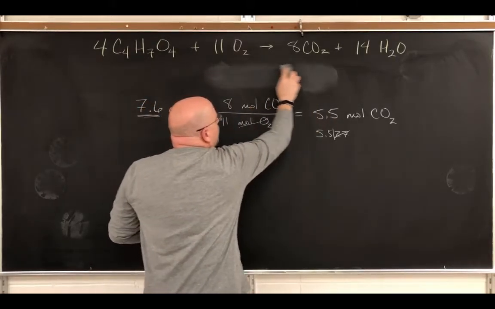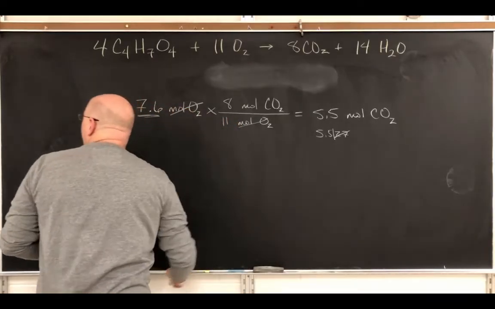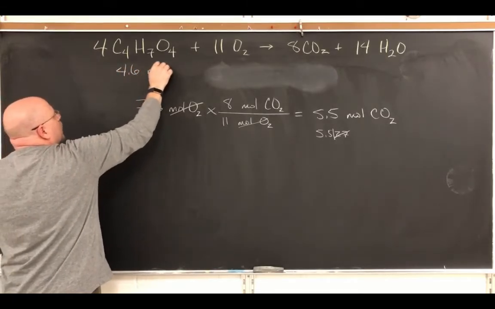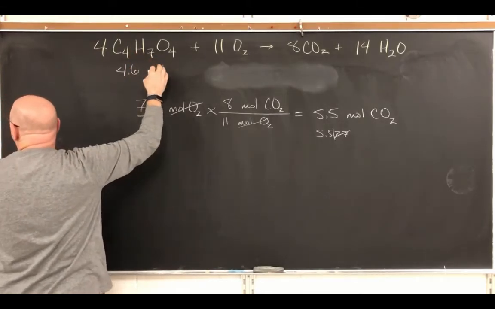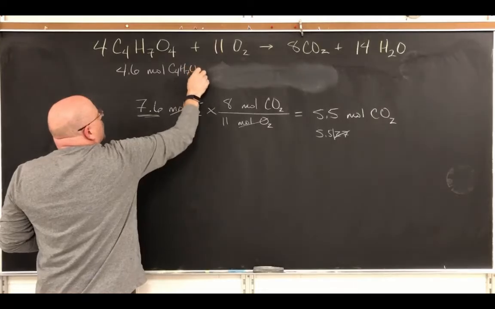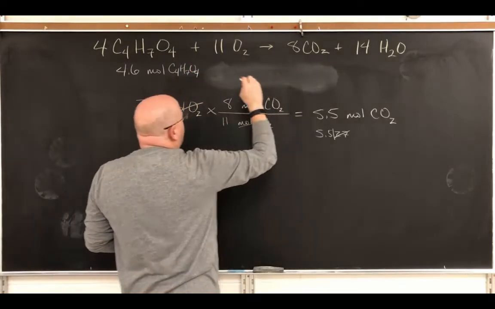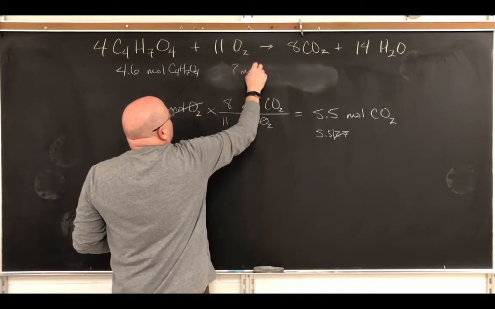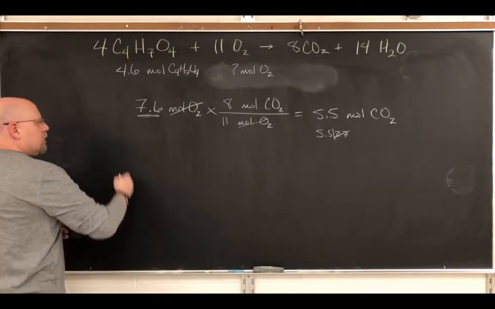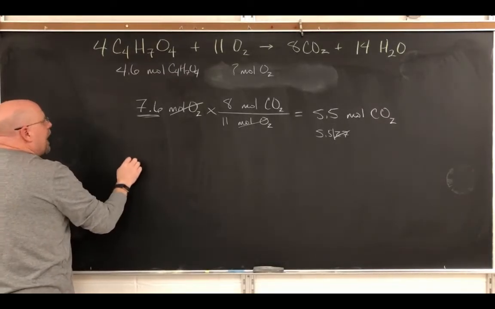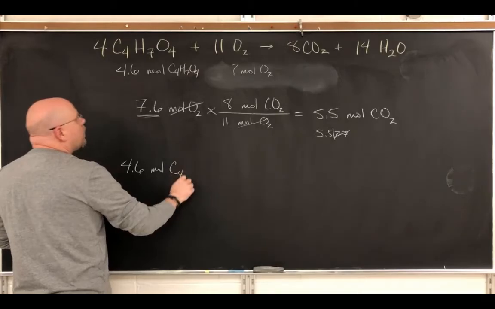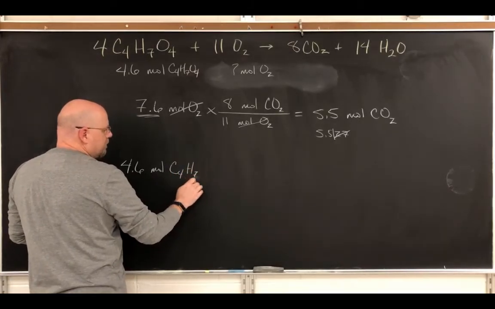And then the other problem I'm going to work here is if we had 4.6 moles of this compound, how many moles of O2 would we need to react with it? So again, we're always going to start off with the value that we're given. We're given that we have 4.6 moles of that compound. I don't know the name of it. I'm not going to look it up. I just made it up.